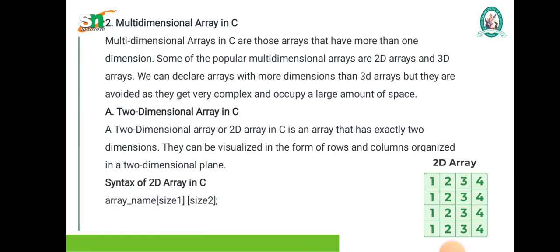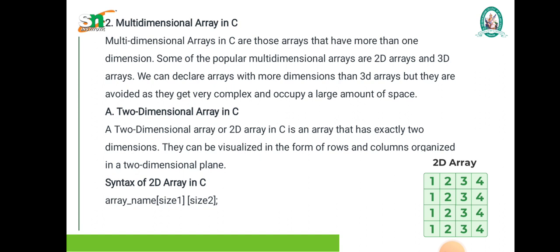Next is the multi-dimensional array in C. These types of arrays have more than one dimension. Some of the popular multi-dimensional arrays are called 2D arrays or 3D arrays. We can declare arrays with more dimensions than 3D, but they are avoided as they get very complex and occupy a very large amount of space. These types of arrays are always avoided.